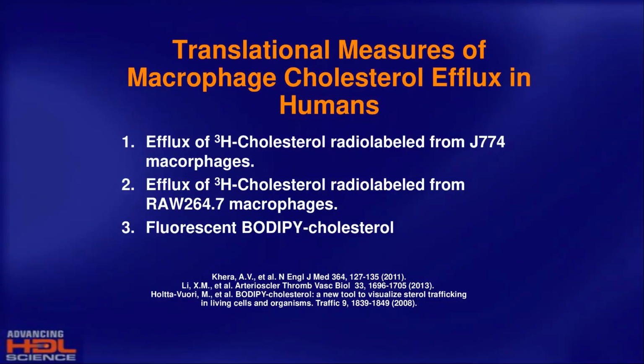So how do we translate this information? There have been three methods that have been evaluated. The efflux of tritiated cholesterol from J774 macrophages, efflux from the RAW264.7 macrophages, and a fluorescent, rather than radio-labeled, method, Bodipy cholesterol.